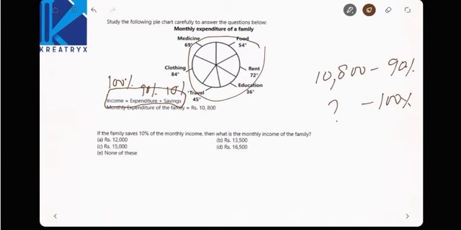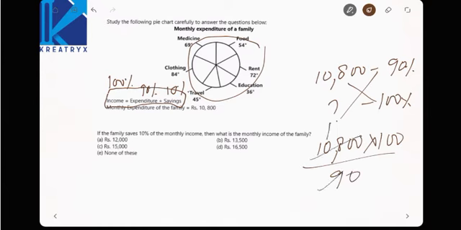That will be 10,800 into 100 divided by 90, crisscross this. 10,800 divided by 90 gives 120, into 100 gives 12,000. So the answer will be 12,000.